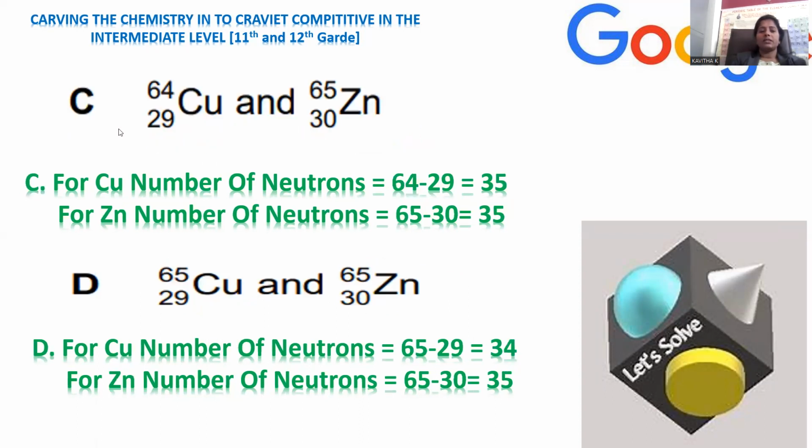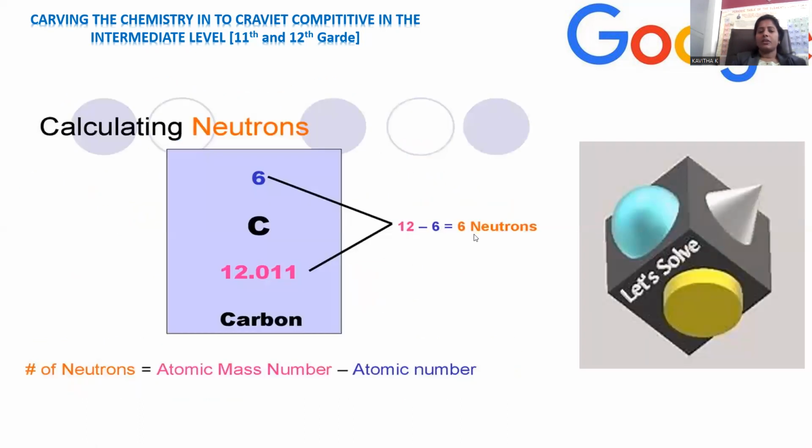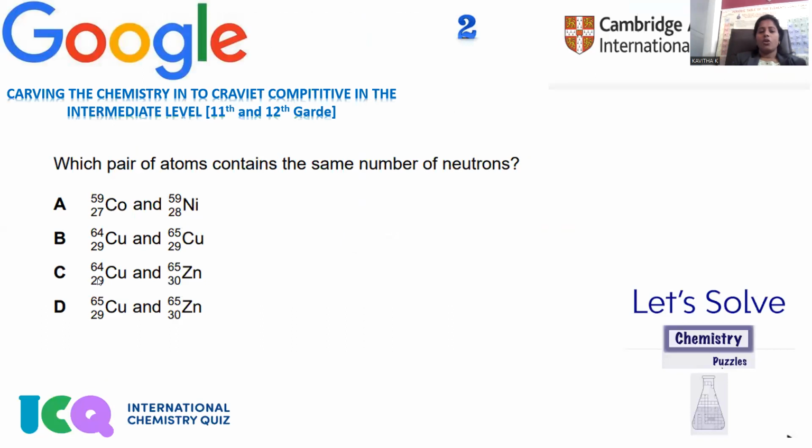Move on to option C. Copper 64, 29 will be there. From 64, you can subtract 29. The value will be 35 neutrons. And zinc 65, atomic number 30. If you subtract, 35 will be the neutron count. If you observe, both are exactly resembling, so this will be the correct answer. In option C, copper 64, 29 and zinc 65, 30 both have an equal number of neutrons, right?